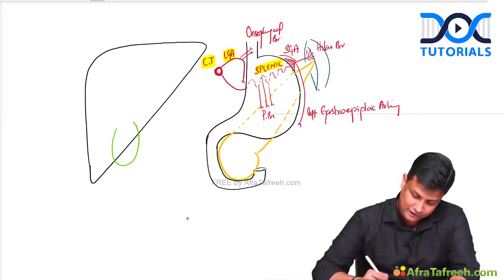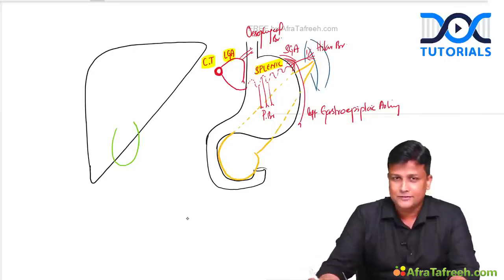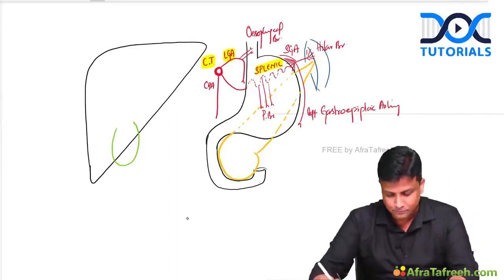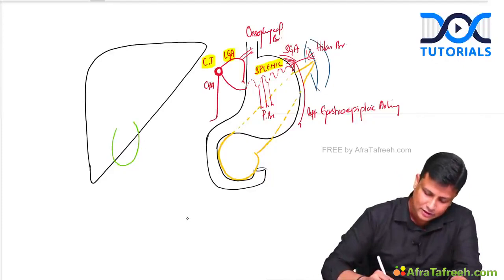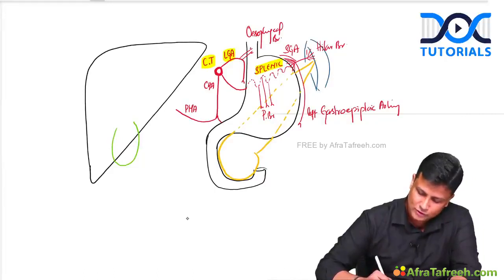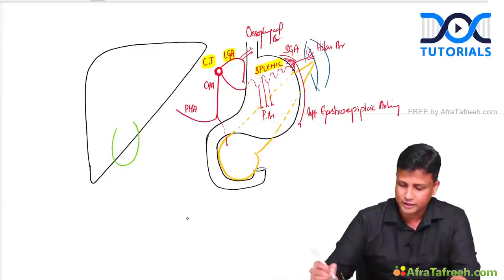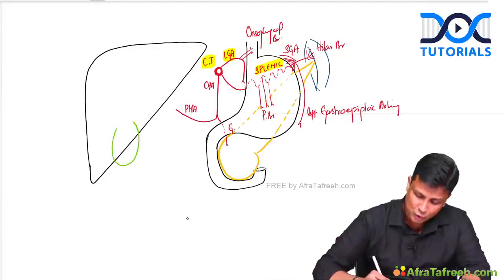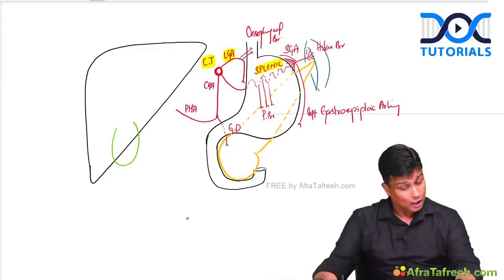And now, my dear friends, welcome here. The last and final, the third main branch, the celiac trunk will also give one more main branch here, that will be the common hepatic artery. And the common hepatic artery will be dividing into two branches, one going towards the liver, the proper hepatic artery, and one going behind the first part of the duodenum, and that artery will be the gastroduodenal artery.